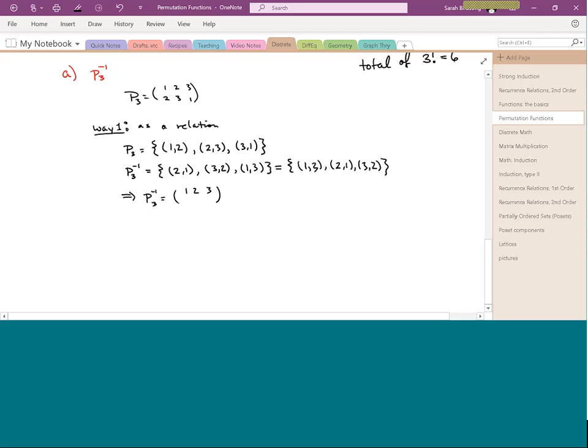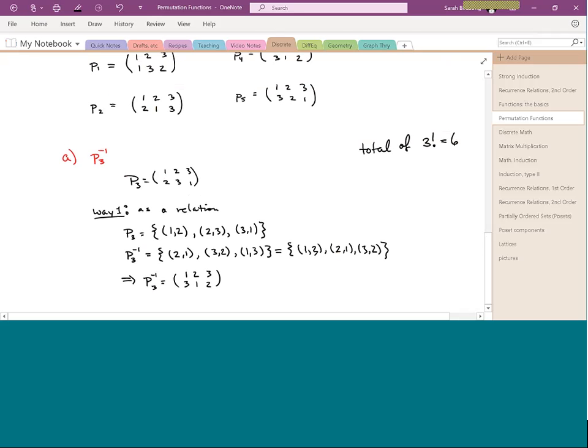Yep. So we're going to pull these second numbers. So we're going to pull the 3. So 1, 3 tells you 3 should be under 1. 2, 1 tells you 1 should be under 2. And 3, 2 tells you 3 should be under 2. Now, notice you're still on the same building set 1, 2, 3. We've already written out all of the permutation functions on that building set 1 through 3. So this guy should be one of the previous functions that we already found.